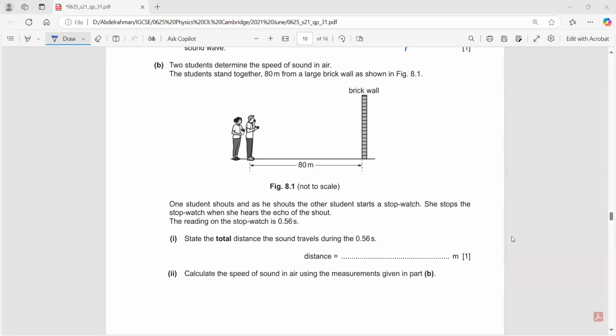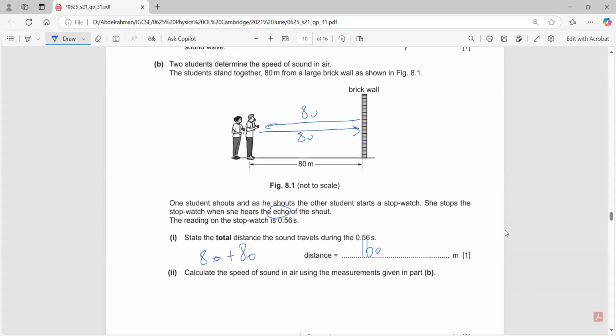Can I find the total distance the sound travels during the 0.56 seconds? She's now hearing an echo. So the total distance would be 80 plus 80. 80 going to the brick wall and 80 coming back, so it's 160. 80 plus 80, total distance.